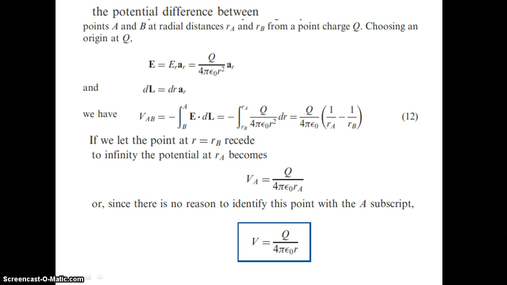Now if we consider the distance RB to be infinity, that is, as RB tends to infinity, we are bringing the charge from infinity to the point A. Then 1 by RB, or 1 by infinity, equals 0, so the second term becomes 0. Now VA equals Q by 4 pi epsilon 0 RA. This is called the absolute potential. So V equal to Q by 4 pi epsilon 0 R, with reference to infinity, is called the absolute potential.